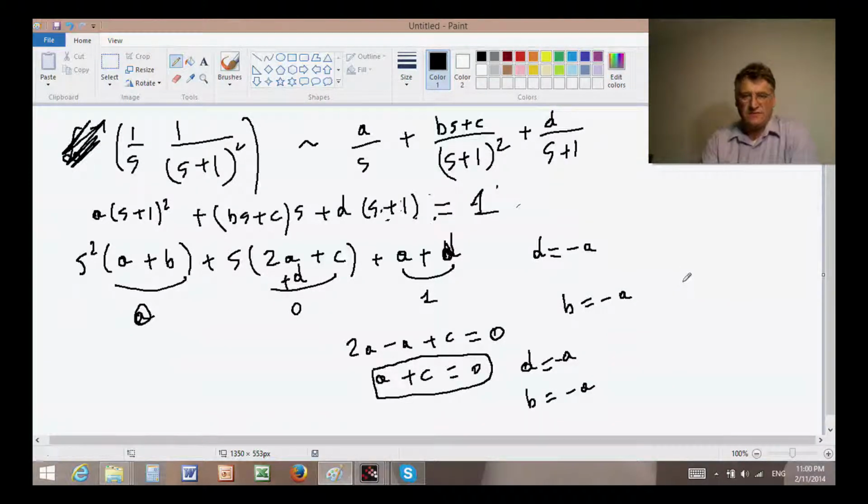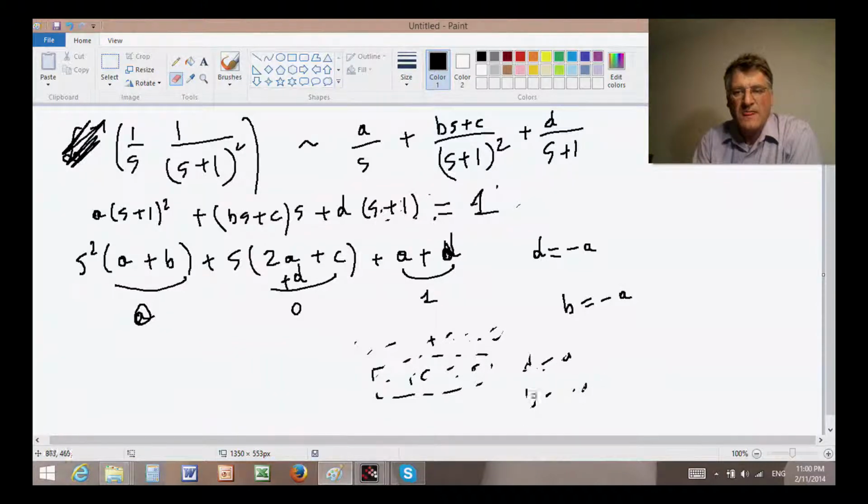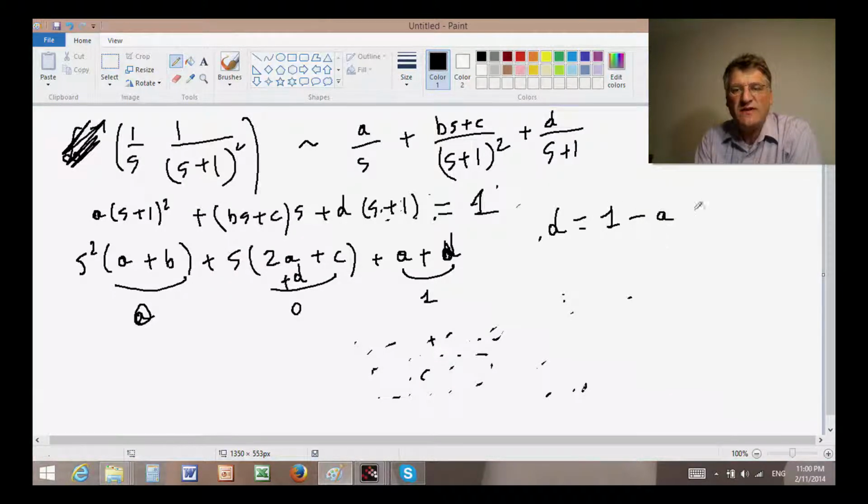All right, so what we can do is pick, sorry, D is not minus A. Oh, let me restart this. This is incorrect. This is very incorrect. Okay, so I restart. From this we get that D is equal to 1 minus A. From here we get that B is equal to minus A.